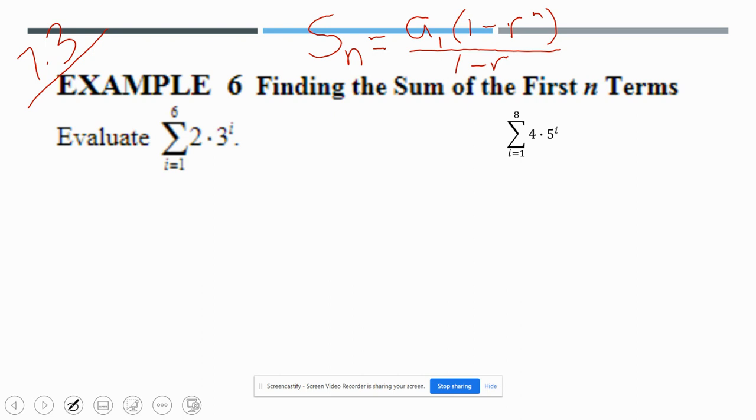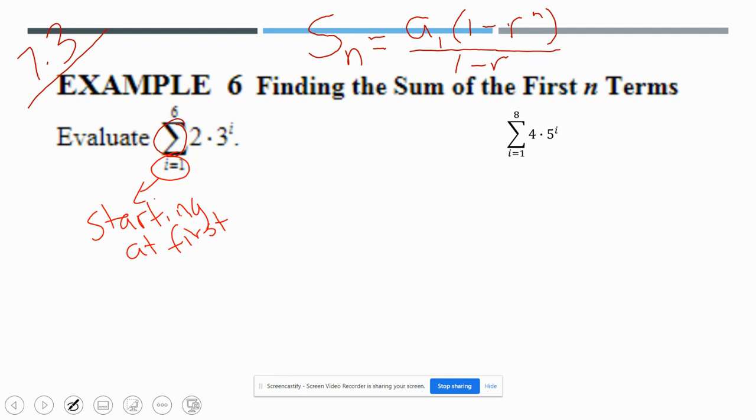Today we're going to bring back sigma. Remember, sigma is this E, and sigma stands for finding the sum. So let's talk about what we have. This says that we are starting at the first term of this series.